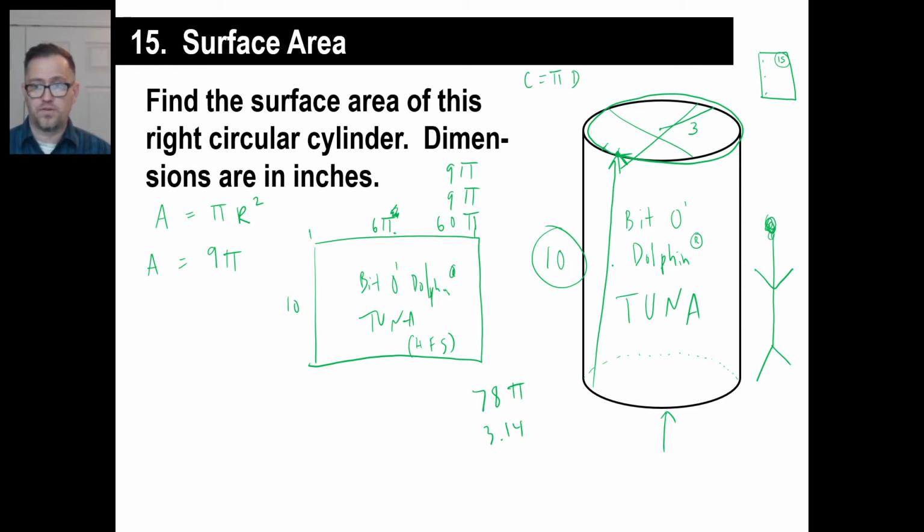Visualize how tall this thing is. Make it like a rectangle if you want to visualize it and write it that way or draw it that way. And then take this radius and just find the circumference of that circle. That's what the top's going to be. That's what you'll multiply by the height of that circular can of delicious Bit O Dolphin tuna.